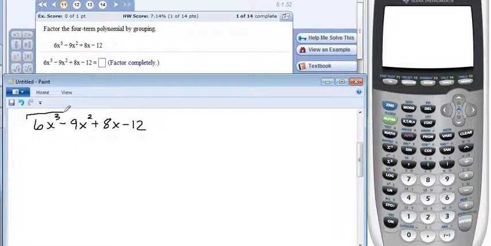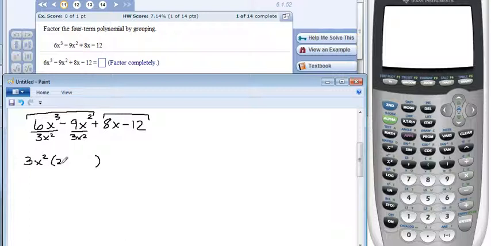Okay, so again, we're going to group and group. The front two, the back two. Between a 6 and a 9, we haven't done this yet. What's the biggest number that goes into a 6 and a 9 at the same time? Well, it's not 6, because 6 doesn't go into 9, but it's 3. And between an x squared and an x cubed, we're going to choose the x squared. So I am going to divide through by my GCF, both terms, and I will see what's left.